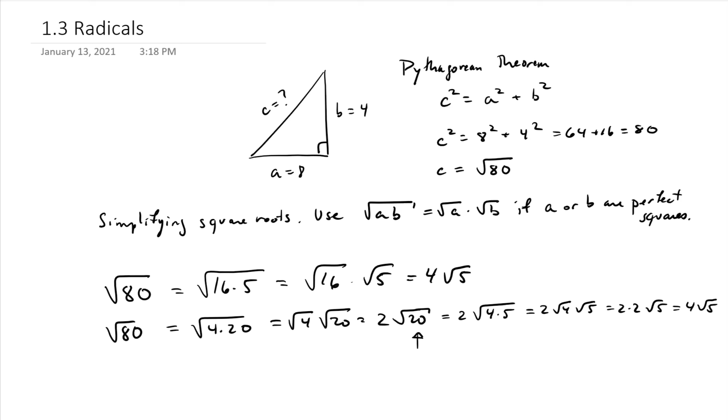It's just that if you're able to get the largest perfect square that fits into your number, you're going to save a few steps. But if you don't notice it, it's okay. You can just keep on going.